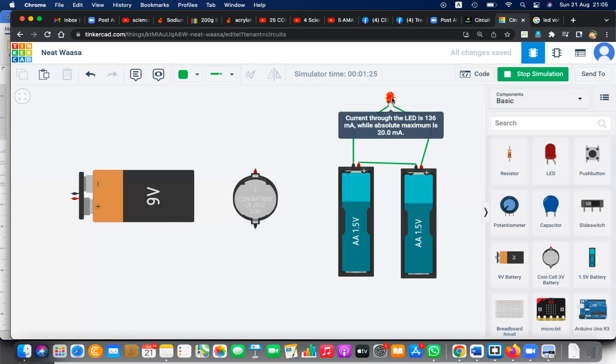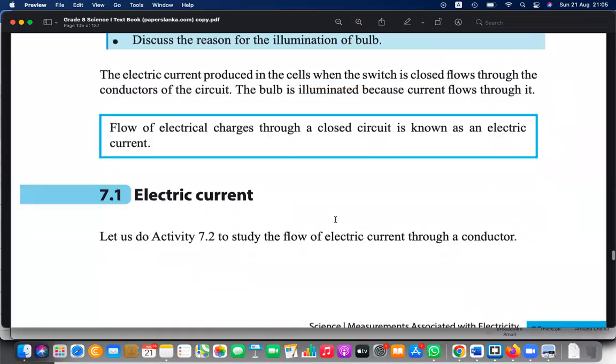So what is amperage then? What is ampere? Voltage is that. Voltage is like how high the water falls from.